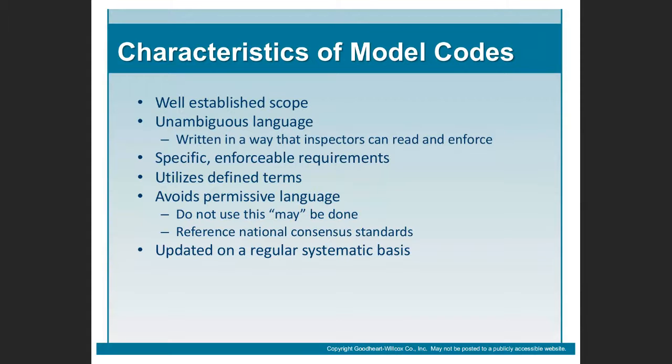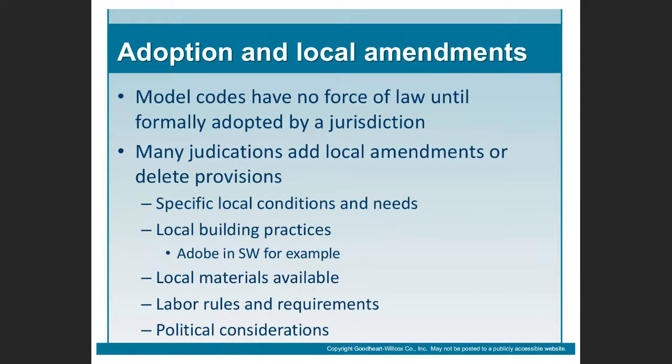The model code is made such that the people enforcing that code at the level of the local jurisdiction, at the Village of Oak Park or the City of Des Plaines or whatever, can interpret what that code means when they're actually doing their work. But that model code has to be adopted by the local jurisdiction.